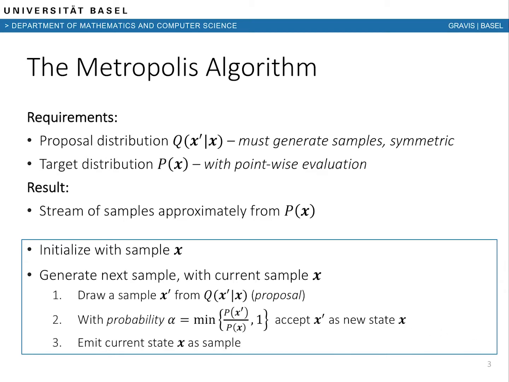The third step is then the actual sample generation. So given our current state x, we would emit this state as the sample. And this algorithm can be iteratively applied, so we just generate the next sample by going through these steps again. So steps 1 to 3.